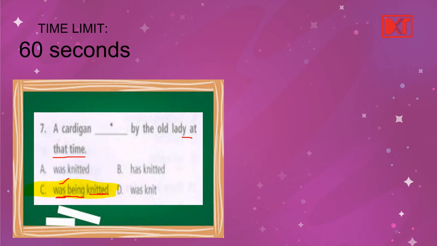For the other options, A, was knitted, this is incorrect because we're talking about continuous, something that was happening continuously by the old lady at that time. Alright. Then B, has knitted. This is incorrect again, because has is the incorrect auxiliary. D, was knit. This is also incorrect. Incorrect past participle. Alright.